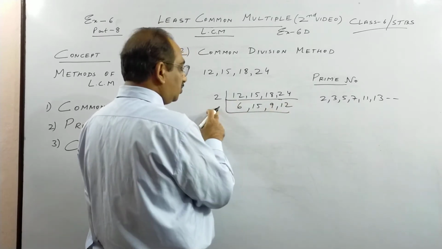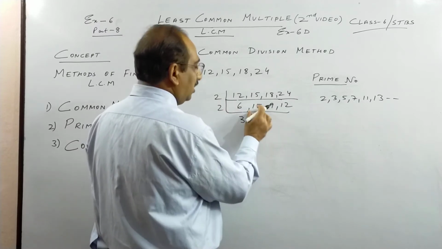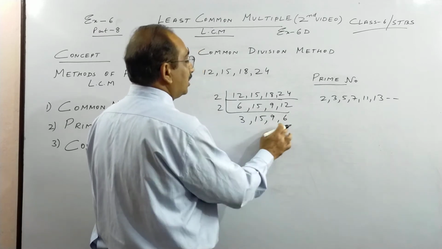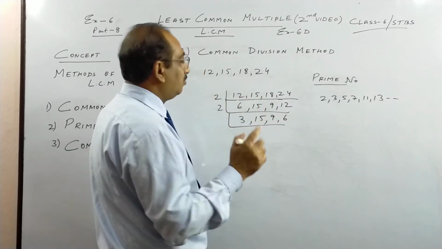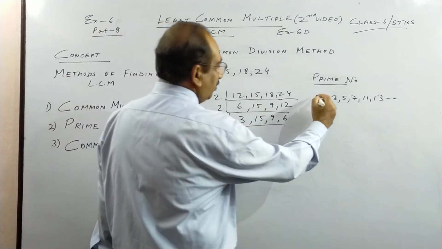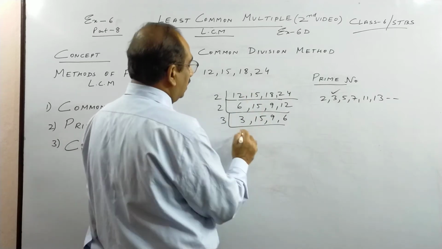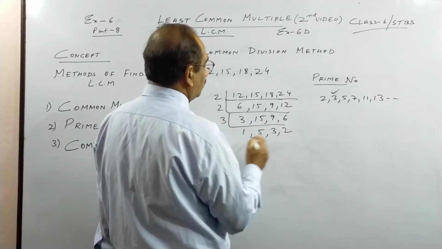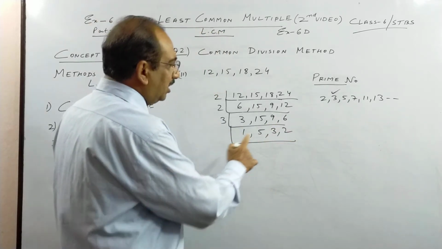Again, see, can I use 2? Yes, there are 2 numbers again. Okay, and the rest of the numbers will remain the same. Don't do anything to the other number. Now you see, again, can you use 2? No, only 1 number is going. At least 2 numbers should go. So take 3, next prime number. 2, only 1 number goes, don't take 2. 3, 1s are 3, 5s are 15, 3 3s are 9, 3 2s are 6. Now nothing is common, children.